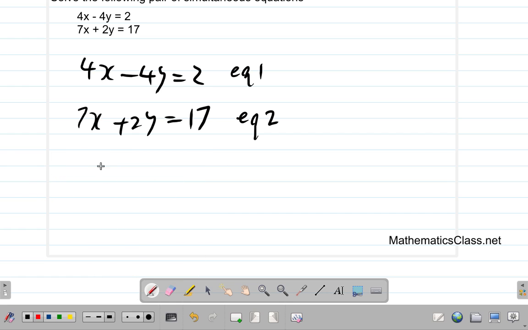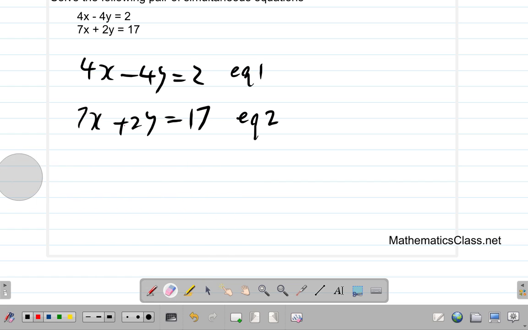Suppose we subtract. Since equation 2 has the bigger numbers, let's say equation 2 minus equation 1. 7 minus 4 is 3, 3x. 2 minus negative 4 is plus 6y, equals 17 minus 2, 15. We still have our x and y. What we need is a 0x to say we eliminate x, or a 0y to say we eliminate y.